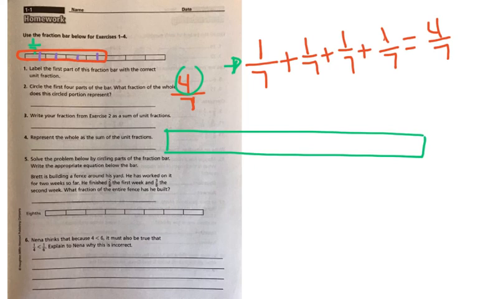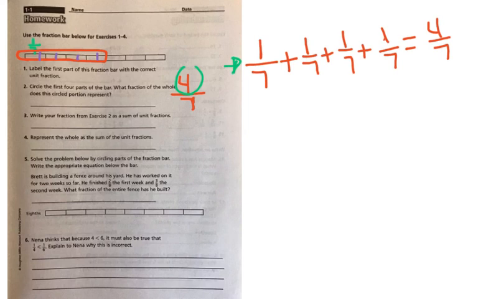Number 5 says, solve the problem below by circling parts of the fraction bar. Write the appropriate equation below the bar. And I'm going to have you complete this one on your own. It says, Brett is building a fence around his yard. He has worked on it for 2 weeks so far. He finished 2/8 the first week and 3/8 the second week. What fraction of the entire fence has he built?